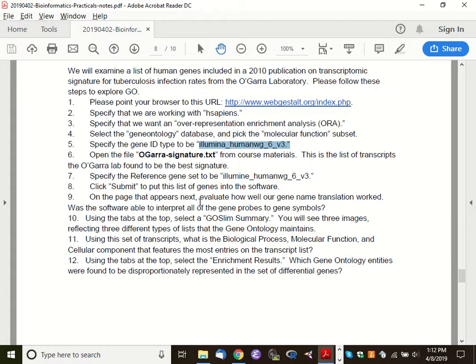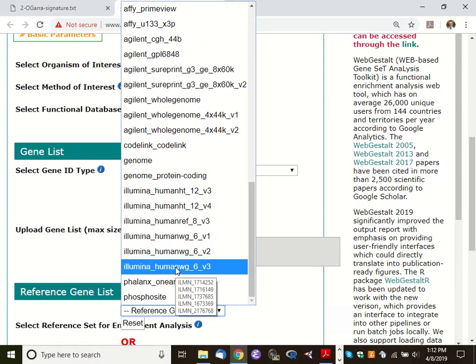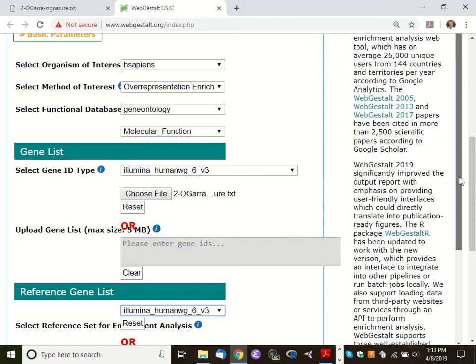And now I need to specify a reference gene set. This is going to be just the same as it was before. The Illumina Human Genome WG6V3. I think that's the right one, isn't it? It's got the WG on it. All right, grand. Okay. Oh, that's just within the directions there.